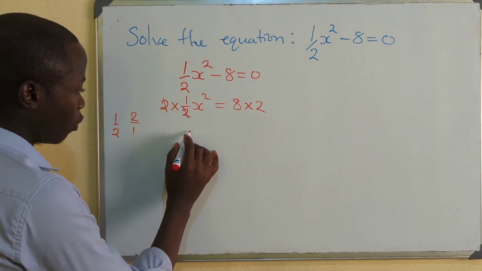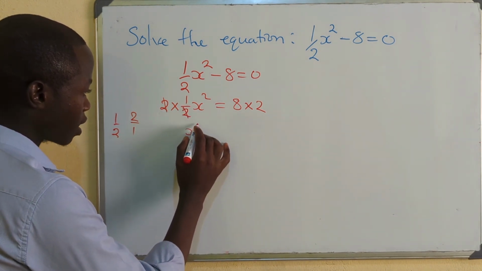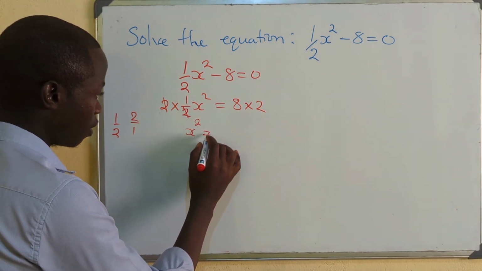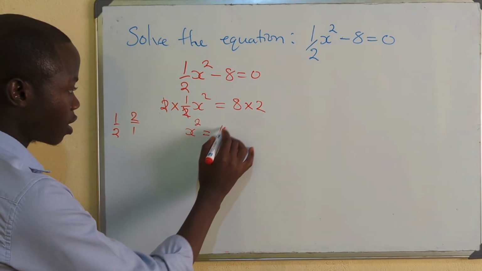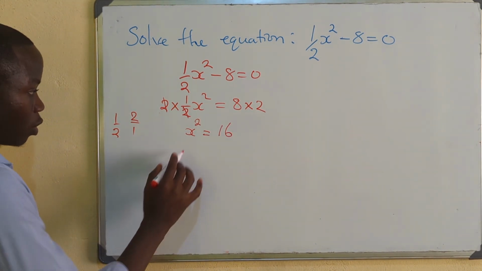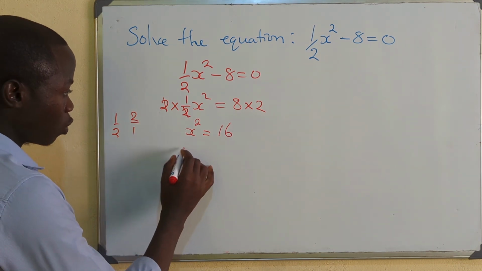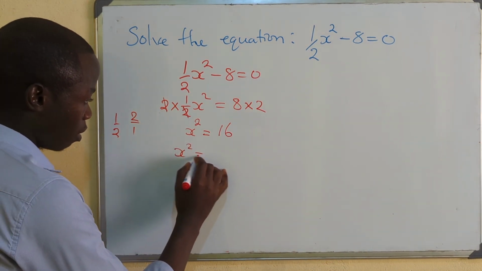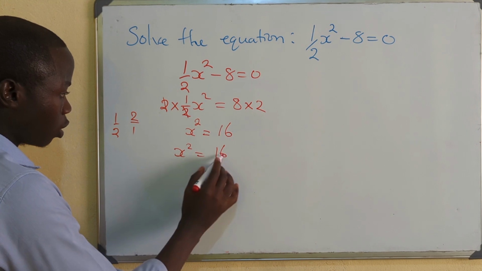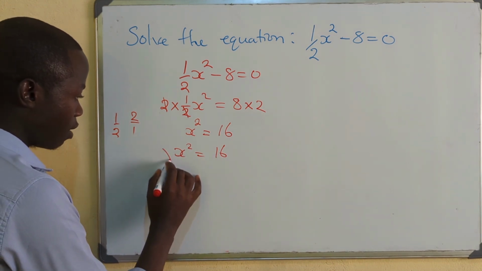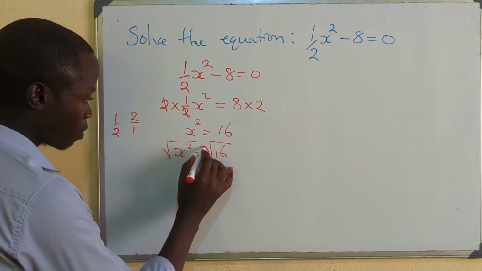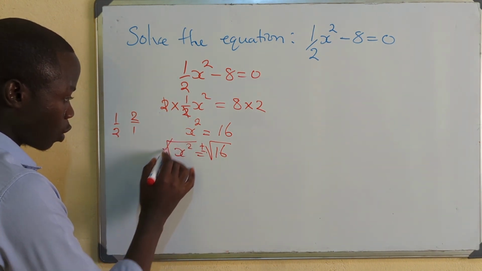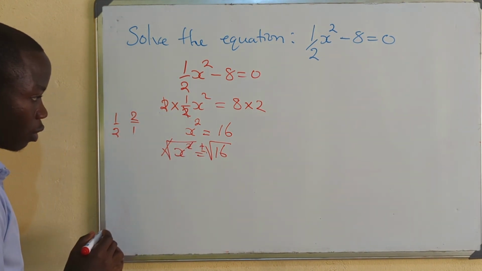We are going to remain with x here. 1 multiplied by x is x to the power 2, which is equal to 8 multiplied by 2, giving us 16. Now, to remain with x, we are going to square root both sides so that we eliminate this power. Once we square root, we are going to introduce plus or minus, so this square root and this power will cancel.